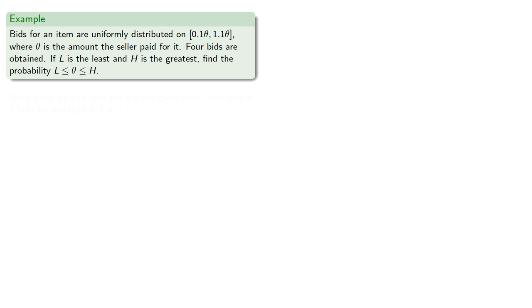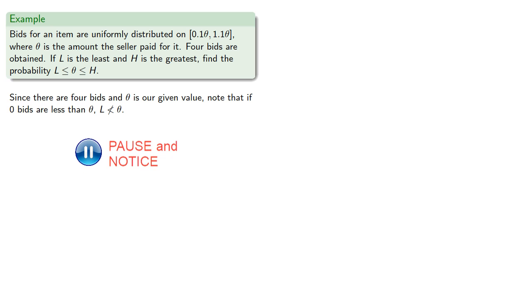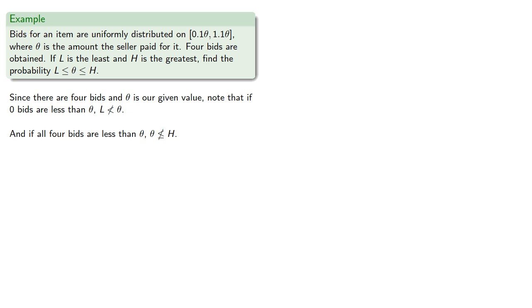Since there are 4 bids and theta is our given value, note that if 0 bids are less than theta, the least value is not less than theta. And if all 4 bids are less than theta, the greatest is not greater. So exactly 1, 2, or 3 bids have to be less than theta.